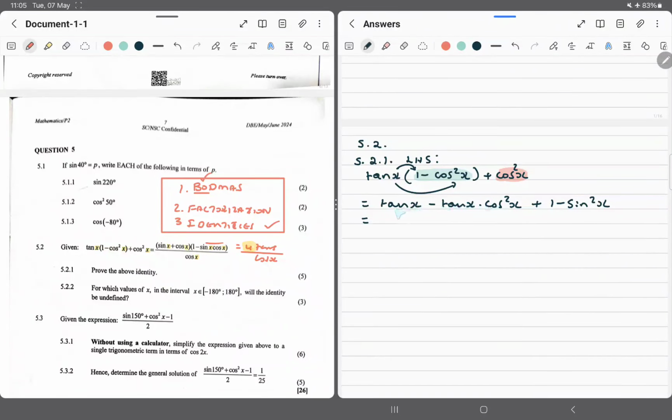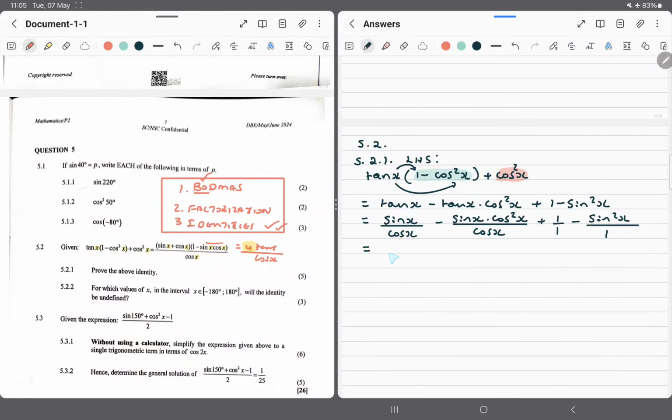Again, we can see now 10 can be changed. We're using identities again. 10 is sine x over cos x minus sine x cos squared x. This is over cos x plus 1 over 1 minus sine squared x over 1. Okay. Now what do we do next?